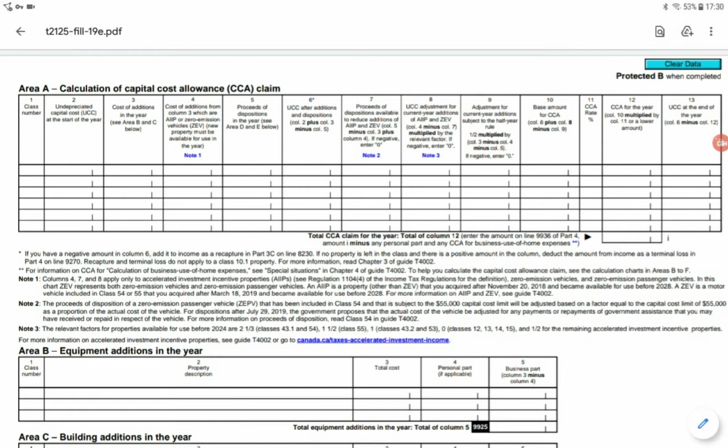So we're going to create an accounting fiction and we're going to depreciate your vehicle from year 2017 up to the beginning of year 2020. And we're going to use that undepreciated capital cost as the cost of addition for the year 2020.